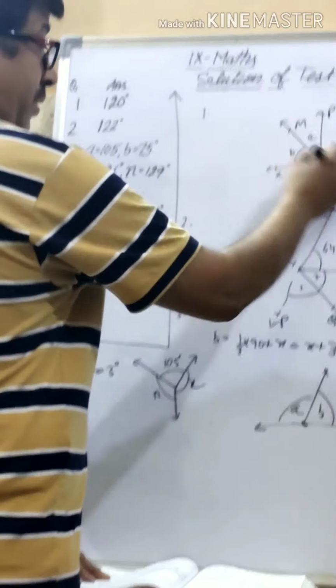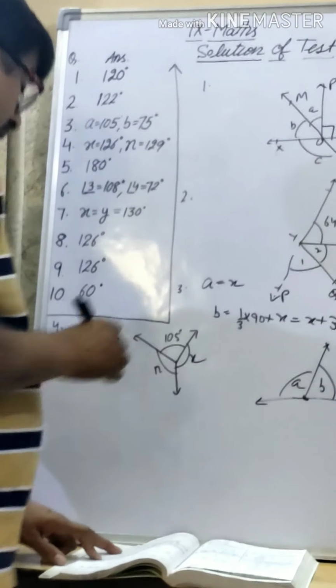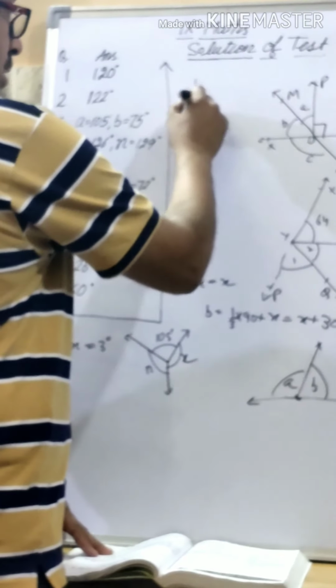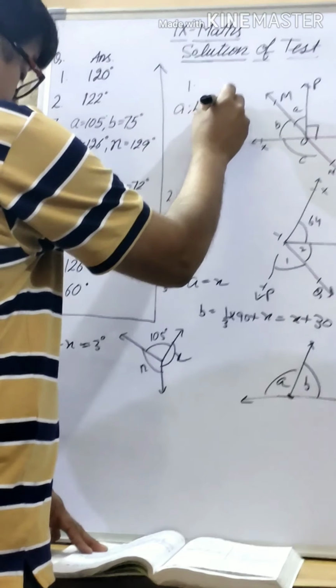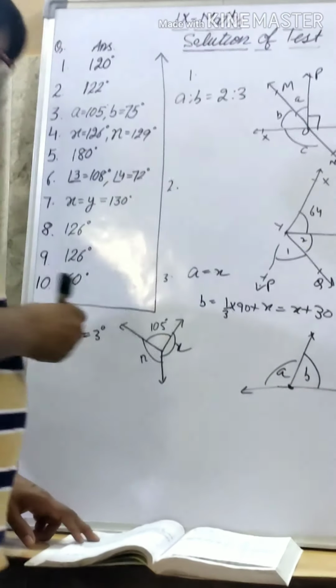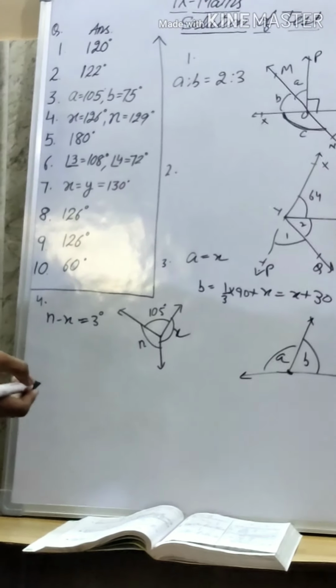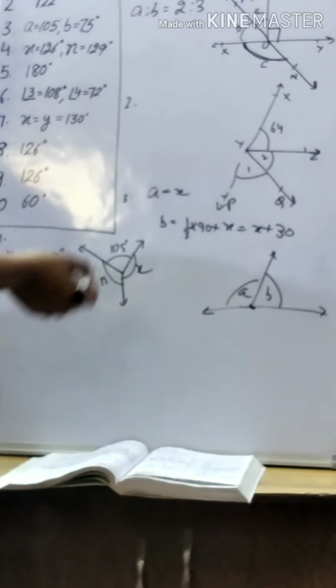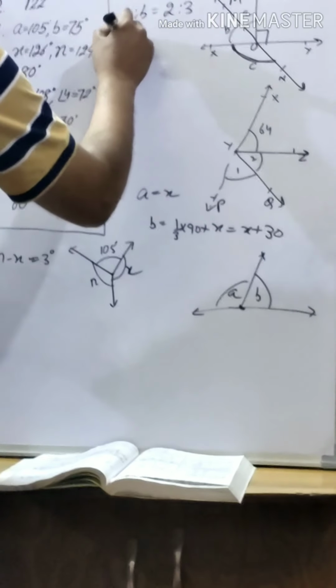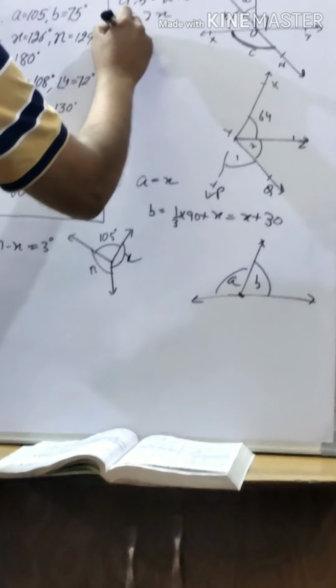So the first question was: these two lines are intersecting and A/B was given as 2/3. Then find the value of C. This C you have to find out. So very simple. Suppose this angle A is 2x and angle B is 3x.